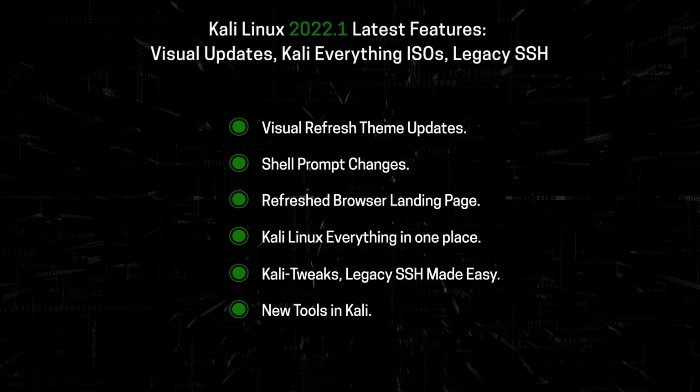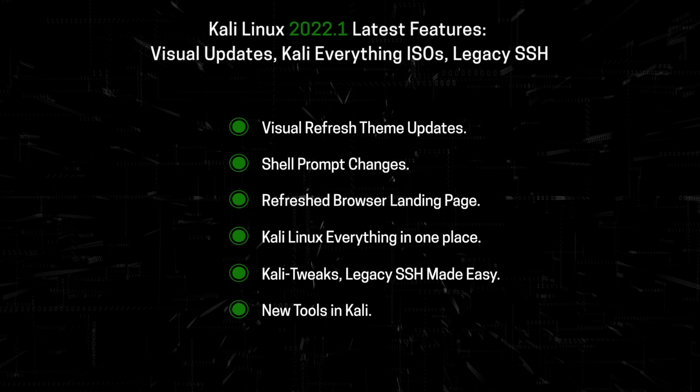Kali tweaks, legacy SSH made easy. There is a new setting in the Kali tweaks hardening section. It is now possible to configure Kali's SSH client for wide compatibility, which means that old algorithms and ciphers are enabled. Thanks to that, connecting to old servers that use those is now straightforward. No need to pass additional options explicitly on the command line.